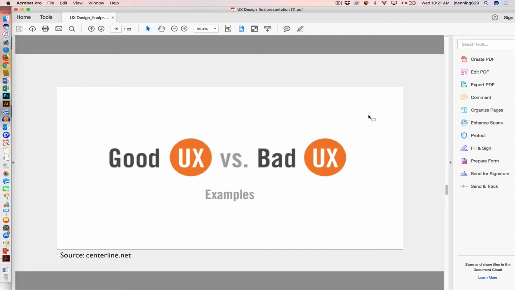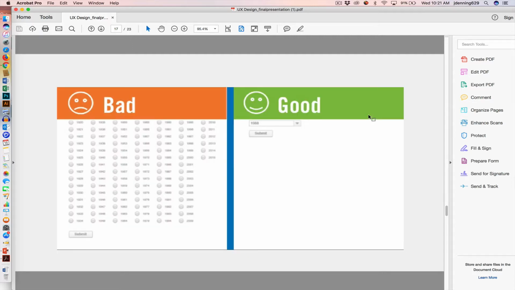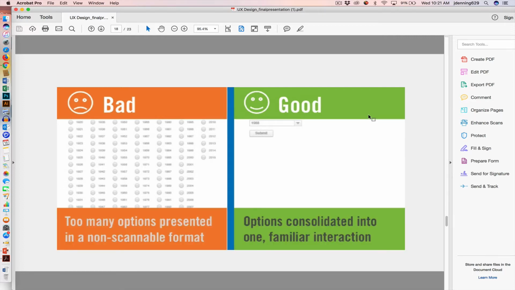So, good UX versus bad UX. There are a few examples here. This is a really obvious example. If you're answering a questionnaire online, what year were you born? Obviously the bad is where all the years are listed. It's going to take you time to find that year, whereas the good is a really easy drop-down menu. The bad has too many options presented in a non-scannable format; the good has options consolidated into one familiar interaction.